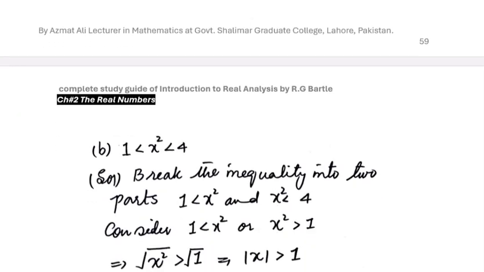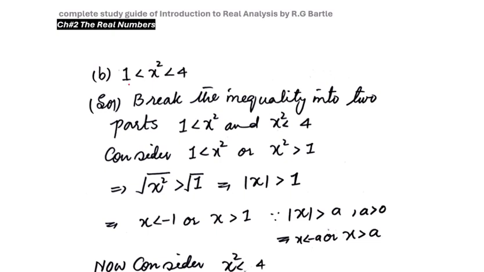Question B part. Given that 1 less than x square less than 4, break the inequality in two parts. One less than x square, and the second is x square less than 4. Consider the first part, 1 is less than x square, or you can write it as x square greater than 1. Taking square root on both sides, square root of x square greater than square root of 1.